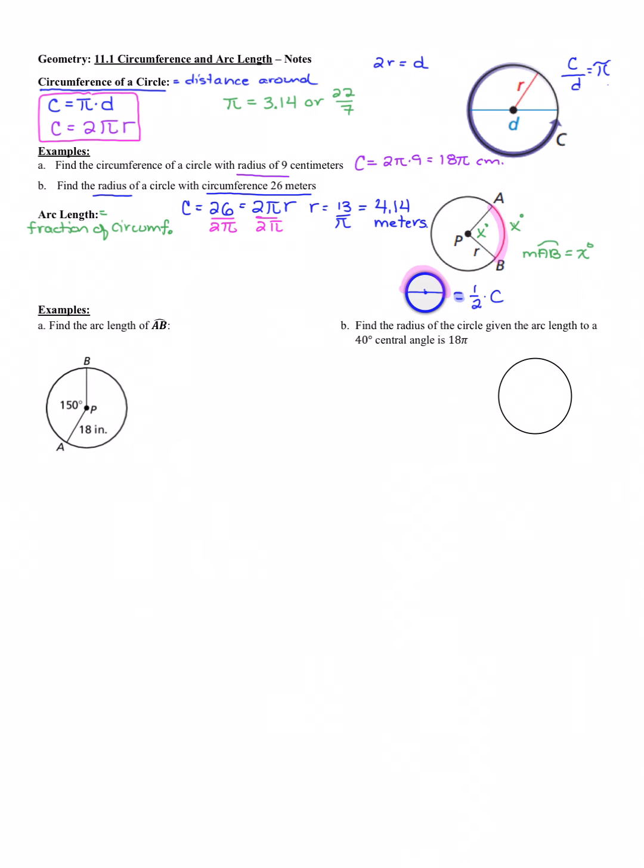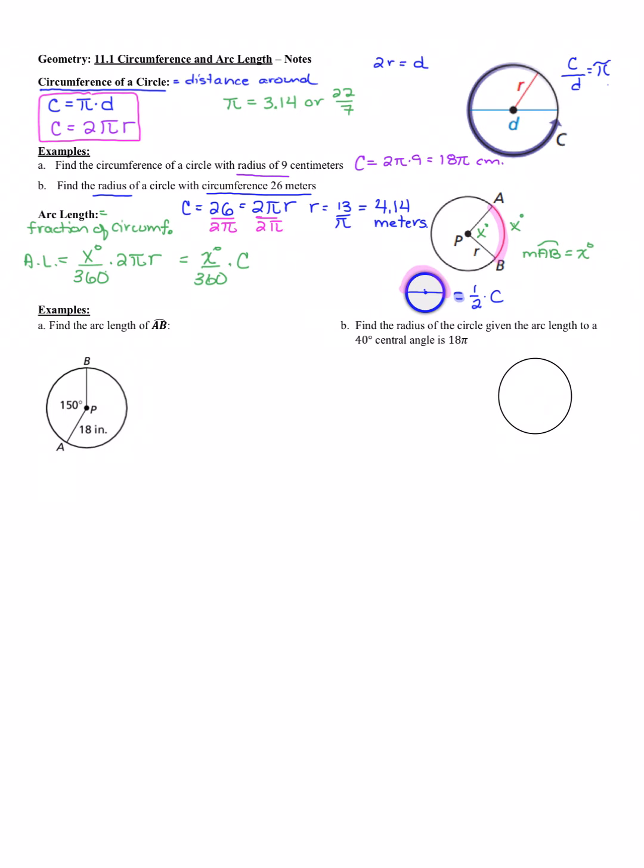So how do you find that fraction? Well, the arc length is going to equal whatever x is out of the whole, which is 360, times 2 pi r, because 2 pi r is the whole circumference. So we can abbreviate this as x over 360 times the circumference. All right, well, let's do a couple examples.